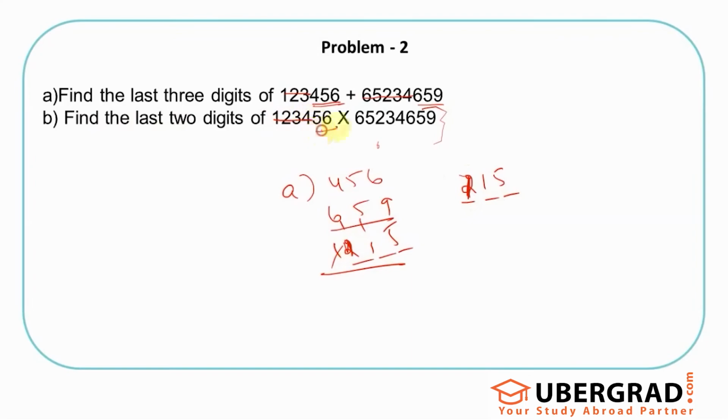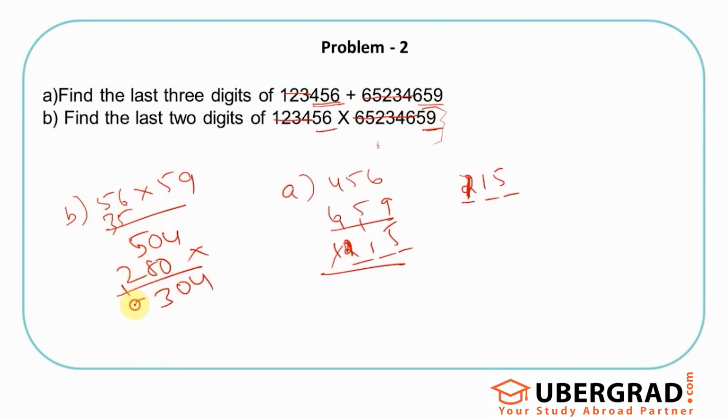When we get to the last two digits of this, I'll ignore everything else and focus only on the last two digits of each number. That boils down to finding 56 into 59. 9 6s are 54, 9 5s are 45 plus 5 is 50, 5 6s are 30, 5 5s are 25 plus 3. Focusing only on the last two digits, they are 0 and 4. Simple. Just focus on what they're asking: two digits, focus on two digits; three digits, focus on three digits.